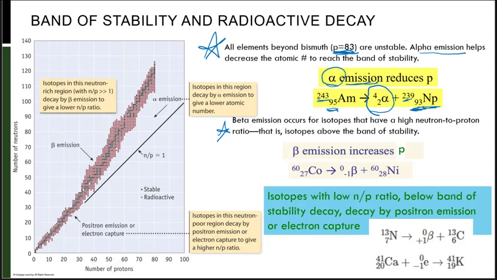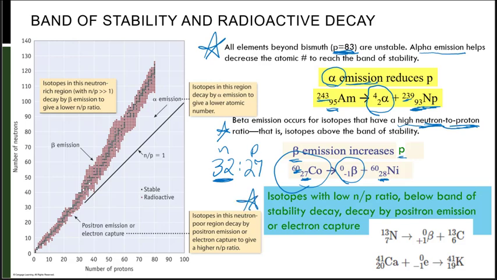Beta emission is probably going to occur for isotopes that have a high neutron to proton ratio, so isotopes above the band of stability. Remember that beta emission increases the number of protons. If I have cobalt, atomic number 27, and it undergoes beta emission, I'm going to have nickel, which has a proton count of 28, and the mass number stays the same. If we look at the neutron to proton ratio for this cobalt, if its mass is 60 and its proton count is 27, 60 minus 27 gives me a neutron count of 32 to a proton count of 27. So that's greater than a 1-to-1 neutron to proton ratio.